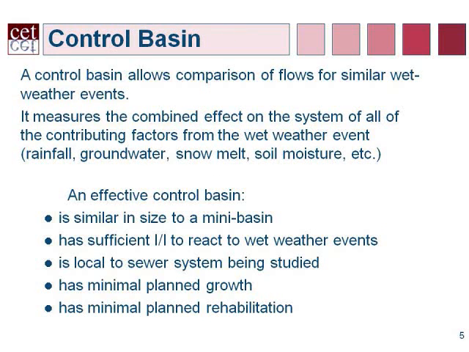Due to the issues with the historical approaches to evaluating I&I, CET developed what we called the control basin approach. This approach selects one basin, which is then used as a measuring stick for evaluating the impact of the wet weather event upon the system. A control basin allows you to compare flows for similar wet weather events to one another. It measures all your combined effects on the system from the contributing factors from the wet weather event. When you're selecting a control basin, you're looking for a small basin, around 100 to 150 EDUs in size, that does have a sufficient reaction to wet weather events. It's something that you don't have any planned growth or rehabilitation in, something that will be constant for future use.